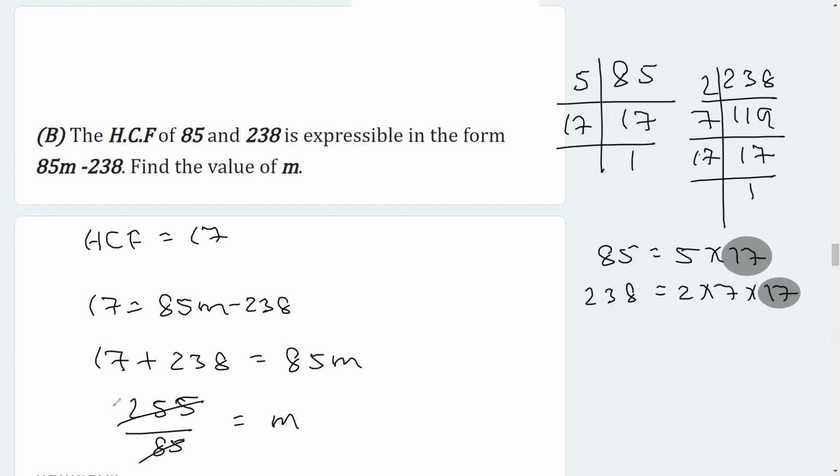So you can see that 255 is divisible by 85, 3 times. So we say that the value of m in this case is 3. And I think this is what we had to find out. Yes, we have to find the value of m, and that is equal to 3 in this case.